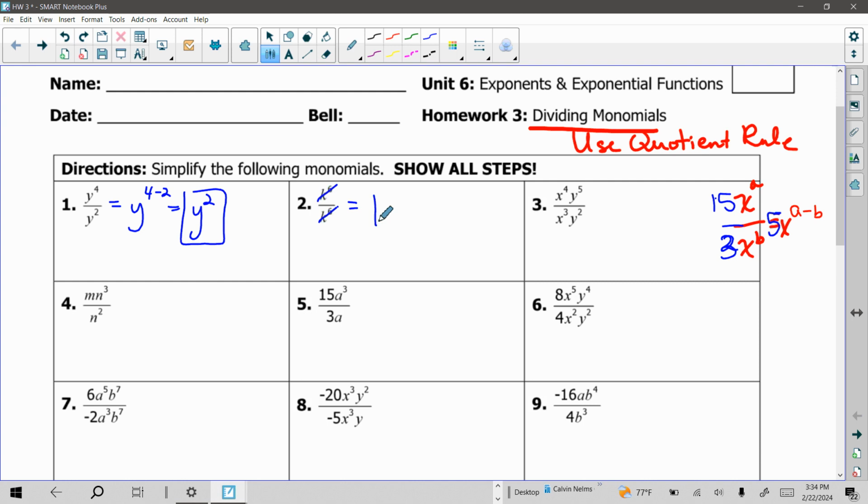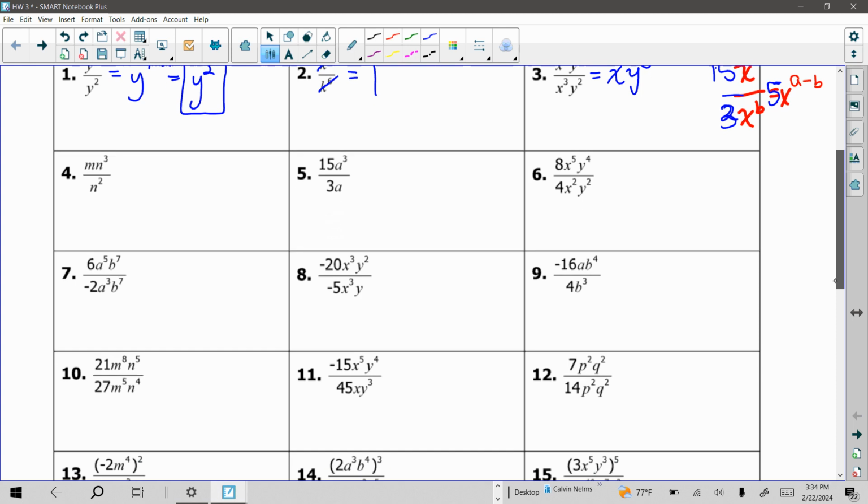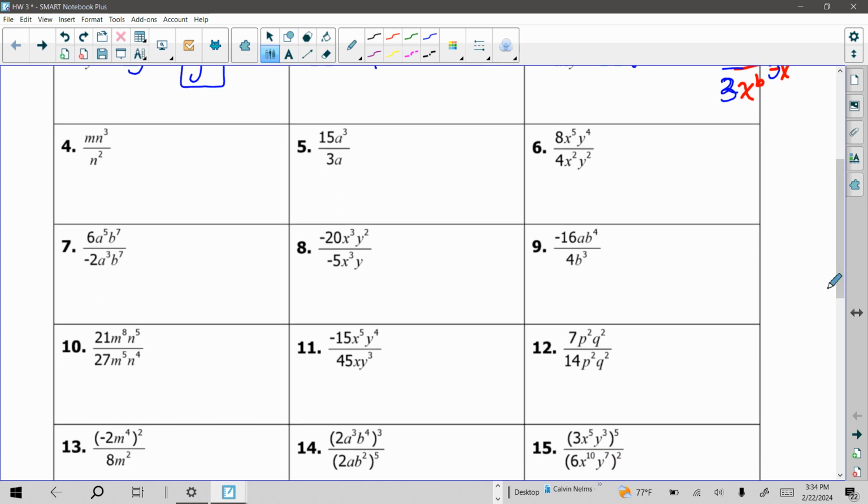Now, if you have 2 variables, like we do on number 3, you do one at a time. So x to the 4th divided by x to the 3rd, we subtract. That's just going to give you an x. And then we go to the y's, and that would give me a power of 3. So we're just subtracting like bases and then simplifying the answer.